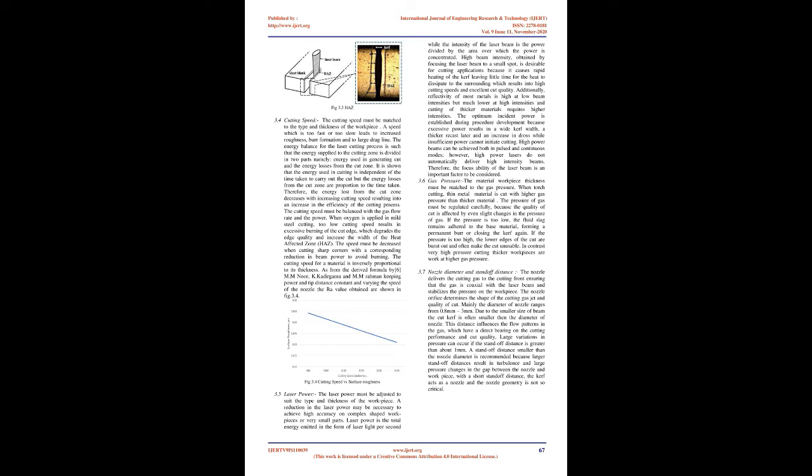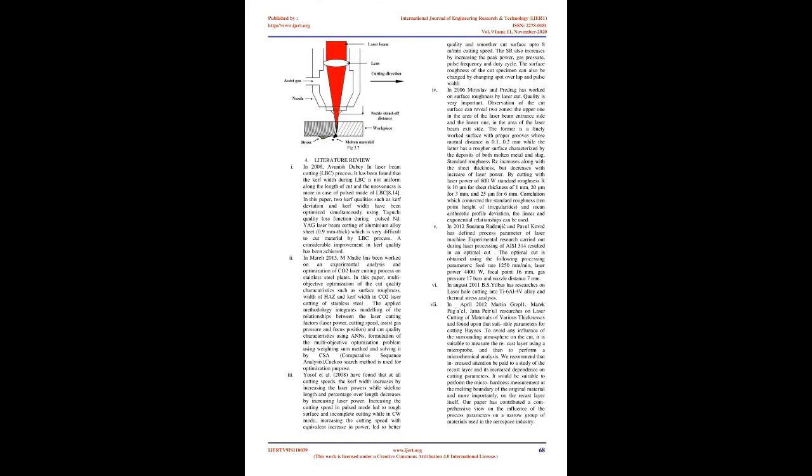3.6 Gas pressure. The material workpiece thickness must be matched to the gas pressure. When torch cutting, thin metal material is cut with higher gas pressure than thicker material. The pressure of gas must be regulated carefully, because the quality of cut is affected by even slight changes in the pressure of gas. If the pressure is too low, the fluid slag remains adhered to the base material, forming a permanent burr or closing the kerf again. If the pressure is too high, the lower edges of the cut are burnt out and often make the cut unusable. In contrast, when cutting thicker workpieces, work at higher gas pressure.